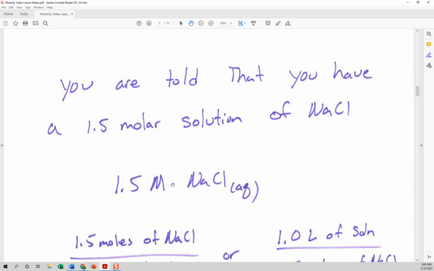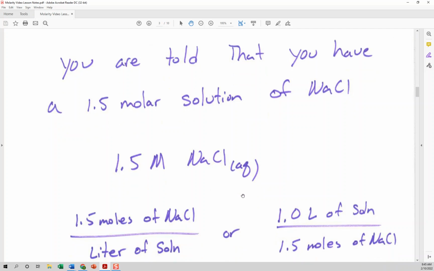So just in this little kind of statement there, I know that's my solute and my solvent is water because it's aqueous, right? And most of the time our solvent's going to be water, but if you have something dissolved in benzene, you could get the molarity of whatever solute is dissolved in benzene if you wanted to. But in this case, water is our solvent.